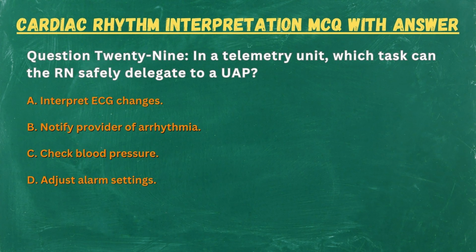Question 29. In a telemetry unit, which task can the RN safely delegate to a UAP? A. Interpret ECG changes. B. Notify provider of arrhythmia. C. Check blood pressure. D. Adjust alarm settings. Answer: C. Check blood pressure.